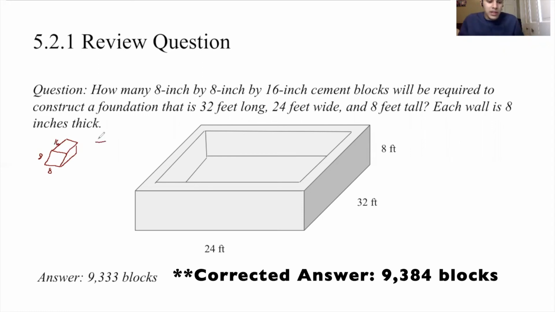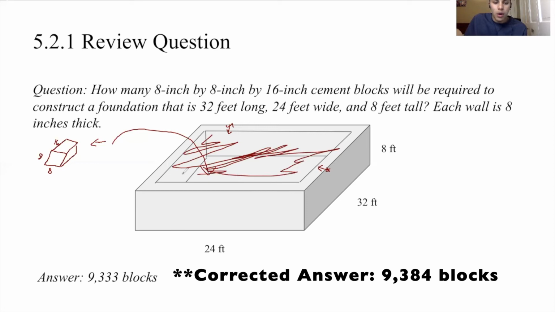So how many of these blocks are required to fill this volume here, to construct this foundation where it's 24 feet by 32 feet by 8 feet? And each of these walls is 8 inches thick on all of the sides, but not on the bottom because it's a wall. So its height is 8 feet of this empty space. But it does have walls on the side that are 8 inches thick, but that's not part of the height. All right, so we need to fill this empty area with all of these cement blocks.